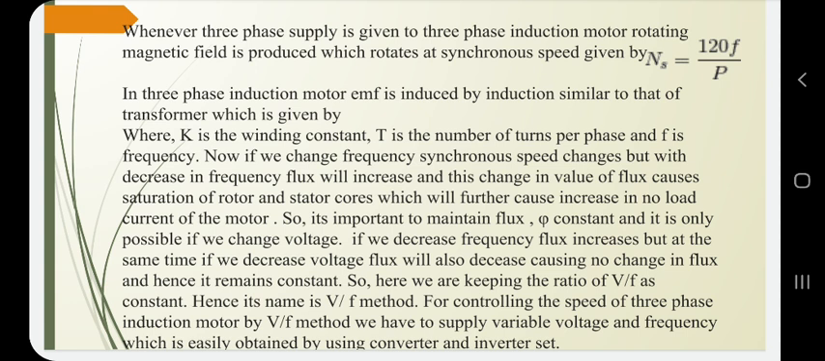If we decrease frequency, flux increases, but at the same time if we decrease voltage, flux will also decrease, causing no change in flux, and hence it remains constant. So here we are keeping the ratio V by F constant, hence its name is V by F method. So for controlling the speed of a three-phase induction motor, we control the voltage and frequency also.